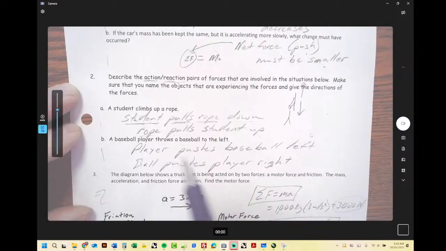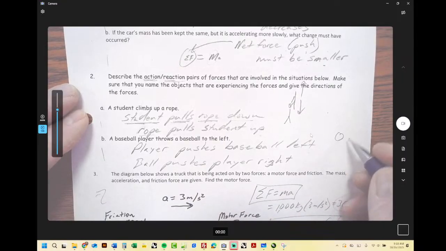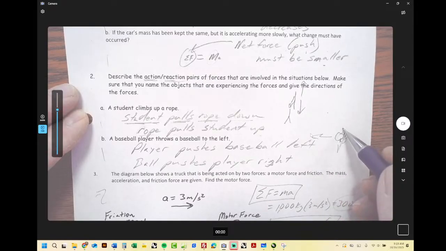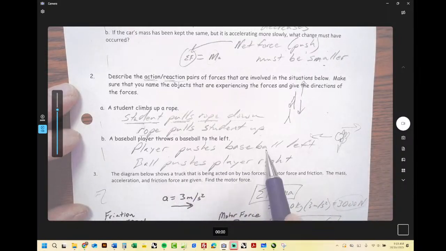With the baseball player throwing a baseball, here's the baseball. I'm just going to do a really bad picture of a hand. There's the hand. The hand pushes the ball to the left, and if the hand pushes the ball to the left, then the ball has to push the hand back to the right. So player pushes the baseball left, ball pushes the player right.